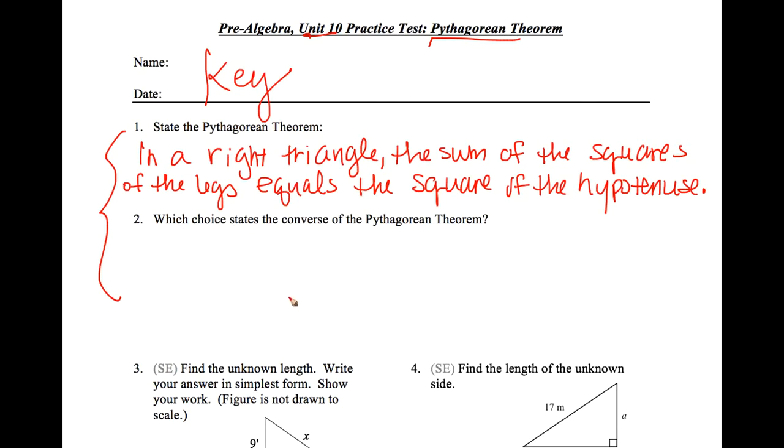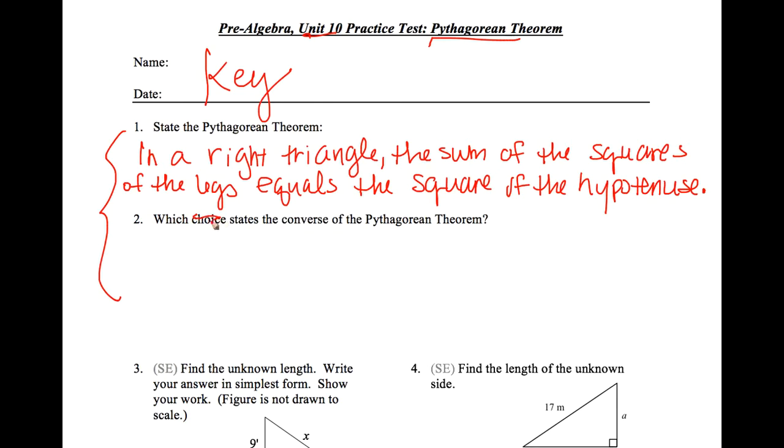What we're not looking for is for you to write a summary or a description. We don't want you to say, if you square each leg and you add them together, that's not mathematical enough. That's more of a description in your own words. A theorem is very specific words that you need to use.